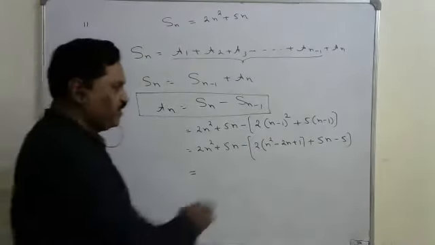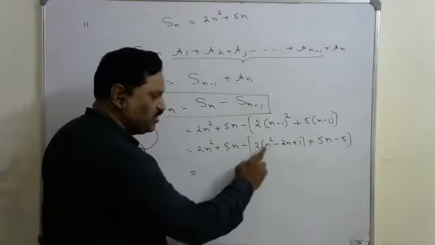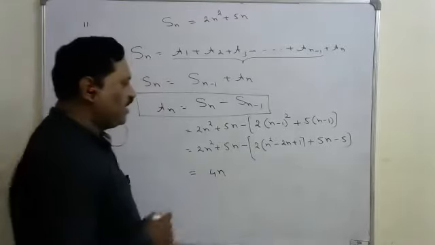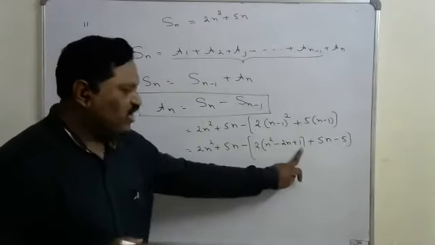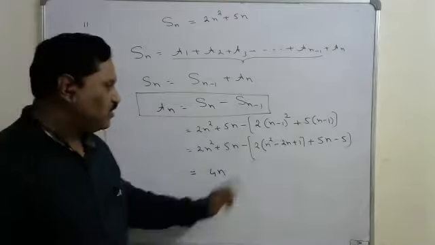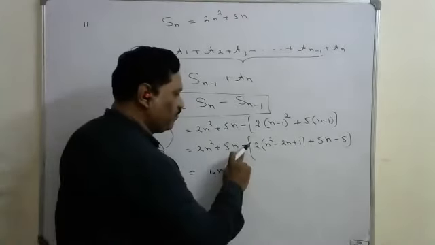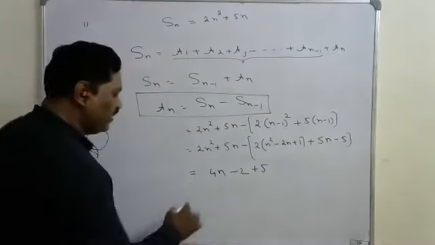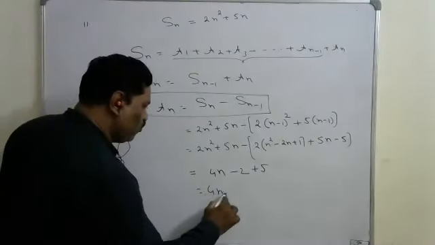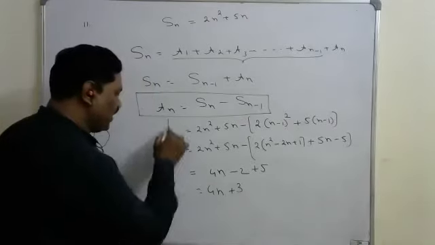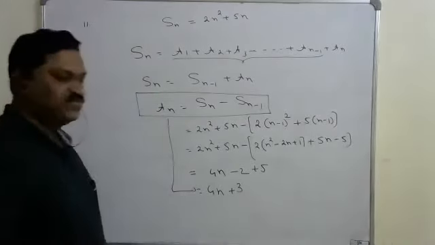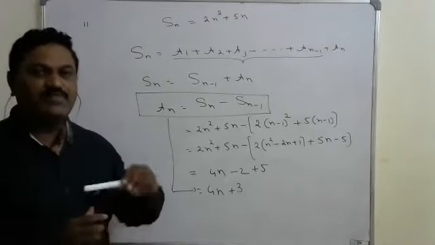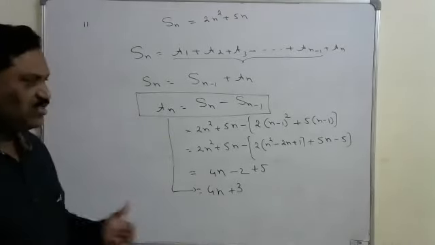What is the remaining? Here minus into minus plus 2 into 2n, that is 4n, and minus 2 into 1, that is minus 2. Minus 2 will be there, and here minus into minus plus 5. So therefore, the nth term of the sequence is 4n plus 3. This is the nth term of the sequence. So like that, we have to evaluate the nth term whenever the sum of the n terms is given. Okay, so take the problem.